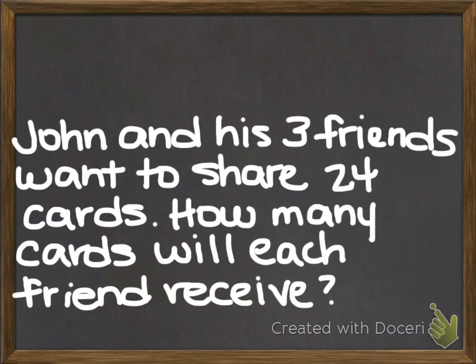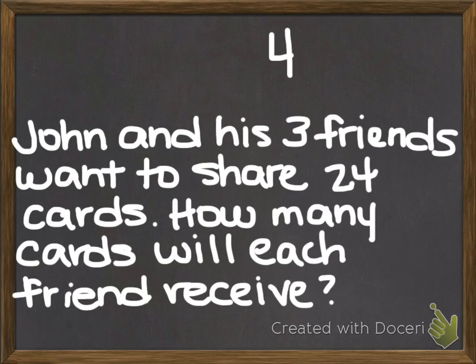Here's our problem. It says John and his 3 friends want to share 24 cards. How many cards will each friend receive? What I see here is that they're wanting to share something equally. I'm noticing that it says John and his 3 friends. So it sounds to me like John plus his 3 friends is 4 friends total that are sharing something. So we have 4 friends sharing something.